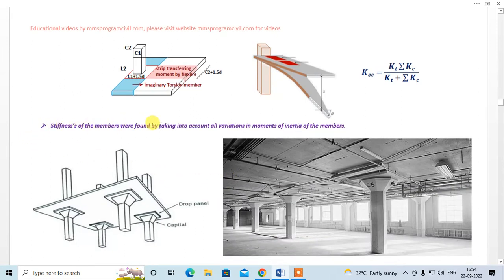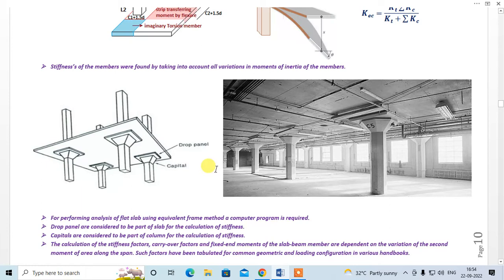Stiffness of members is found by taking into account all the variations in the moment of inertia of the member. This is very important, right? This is what makes the design of flat slab by equivalent frame method very complicated, because over here we have to take all the variations of the column and slab into account. That is, the moment of inertia of all this variation has to be considered in analysis, right? For performing analysis of flat slab using equivalent frame method, a computer program is required.